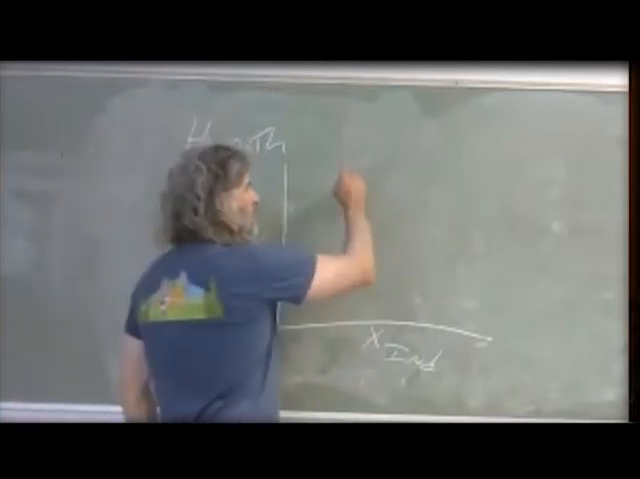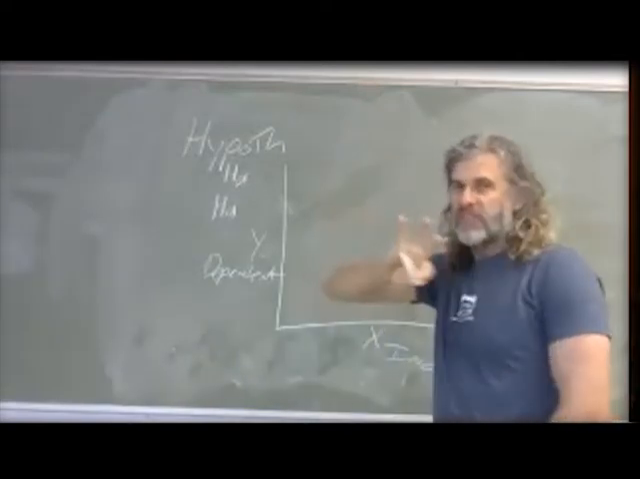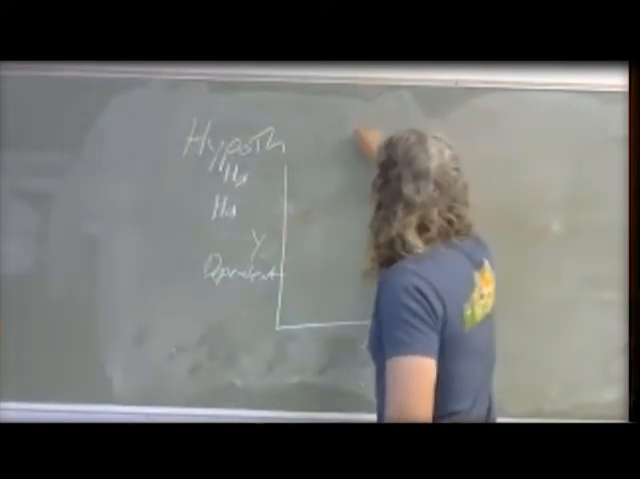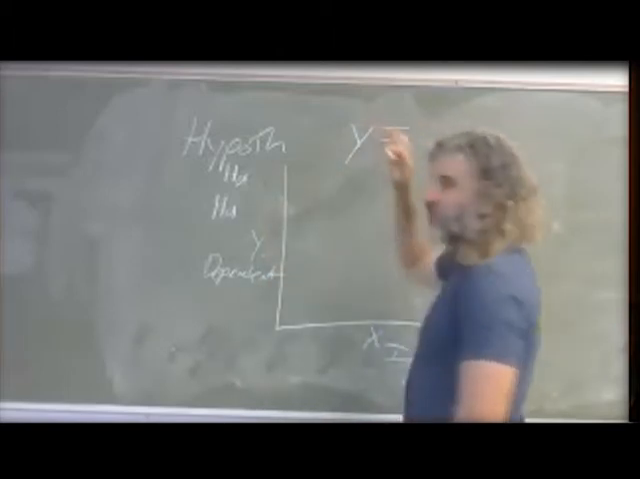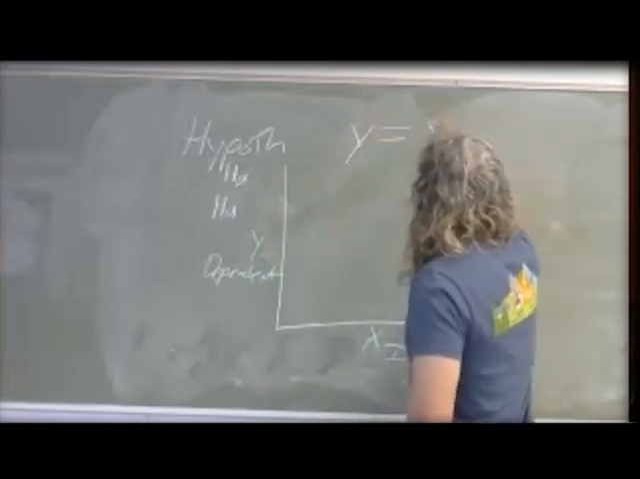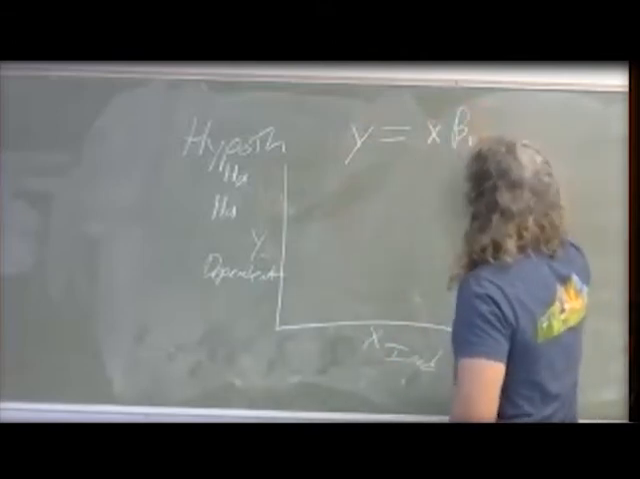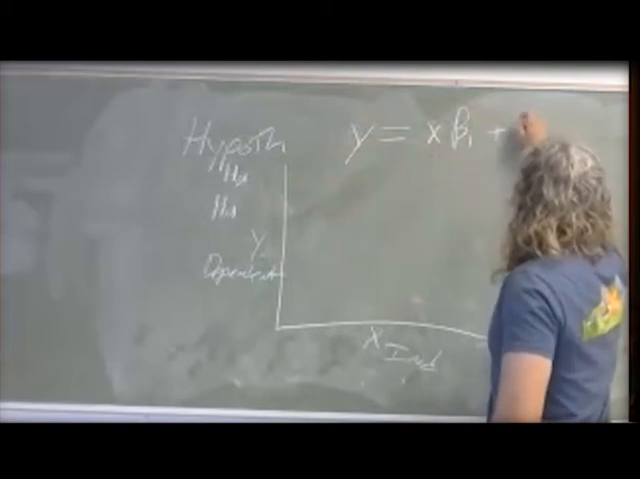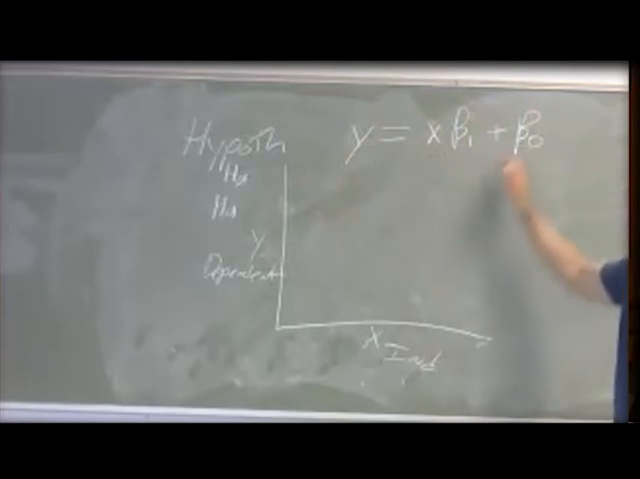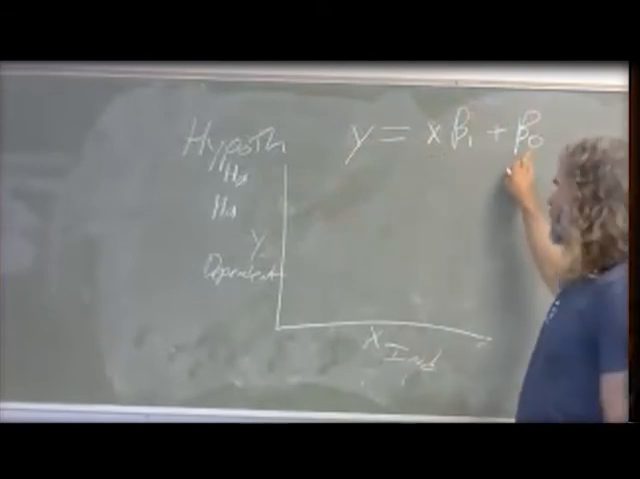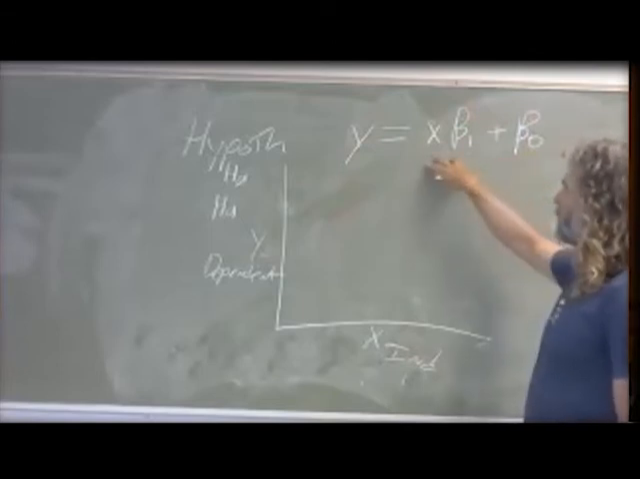Now let me just also write this out. We can put this, our hypothesis has a linear form. What we're saying is the y variable, the dependent variable, is a function of the independent variable times some linear effect, and then we usually add in an intercept, something to kind of modify this relationship a little bit. That's what it looks like in mathematical terms.